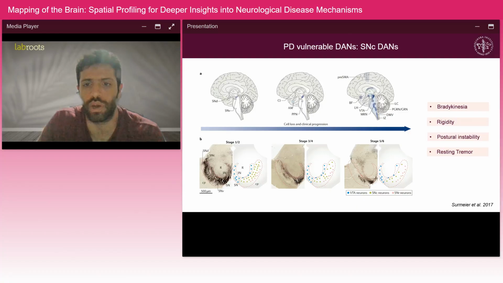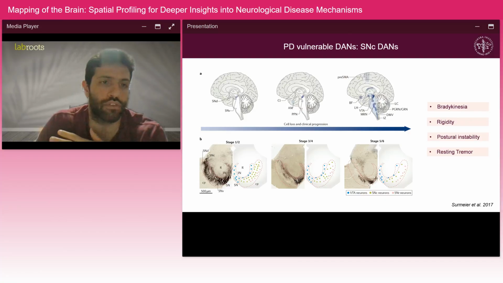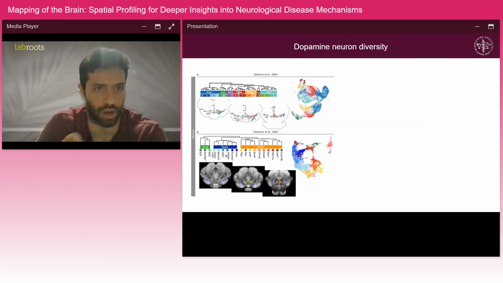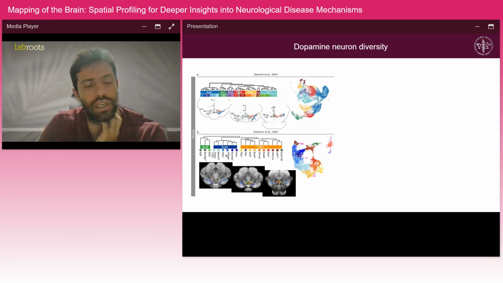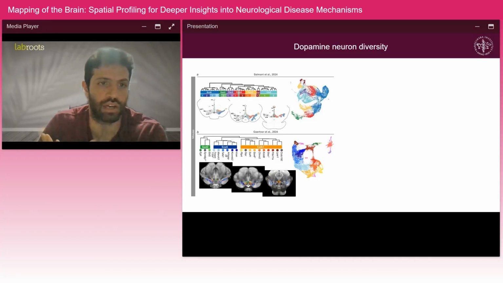What we know as well is that the dopamine neurons that die in substantia nigra contribute to the appearance of these symptoms: bradykinesia, rigidity, postural instability, and resting tremor. These four are the cardinal signs that define Parkinsonism. But nowadays, we know that Parkinson's disease affects dopamine neurons in the substantia nigra, but the substantia nigra is not a uniform population.